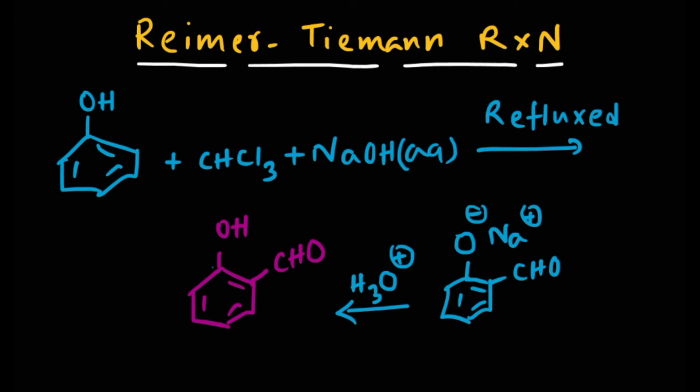Clear? We can get aldehyde in ortho position and in para position also, but here the ortho salicylaldehyde is more stable, or it is the major product, due to formation of hydrogen bonding between hydrogen and oxygen. Clear? Now we will see the mechanism of this reaction.